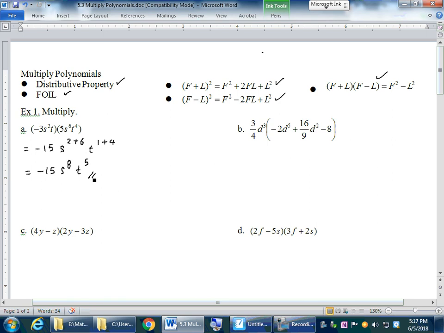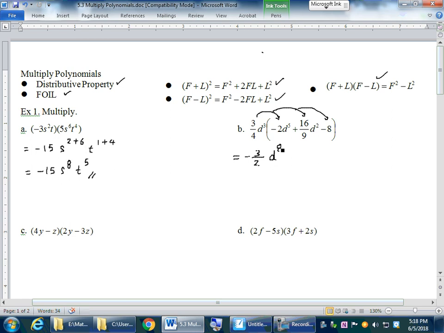Example B is using the distributive property. So when we do the distributive property, we multiply to every single term. So this will become 3/4 times 2, that will become negative 3/2. And this is where I'm going to start skipping the step. d to the third power times d to the fifth power, same base, so we add the exponents, it will become d to the 8th power.